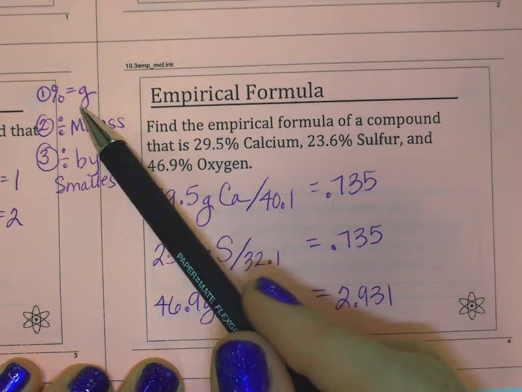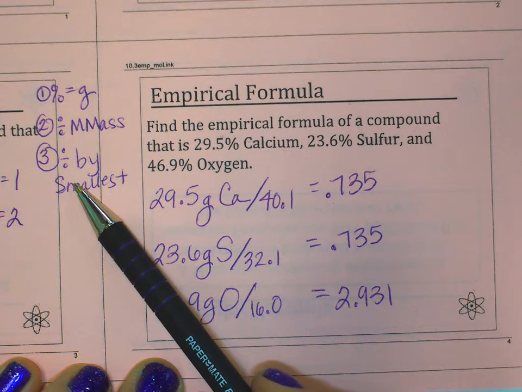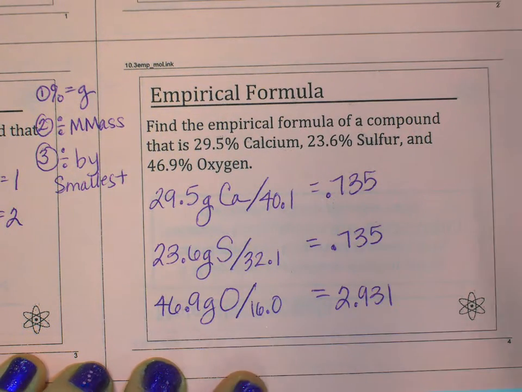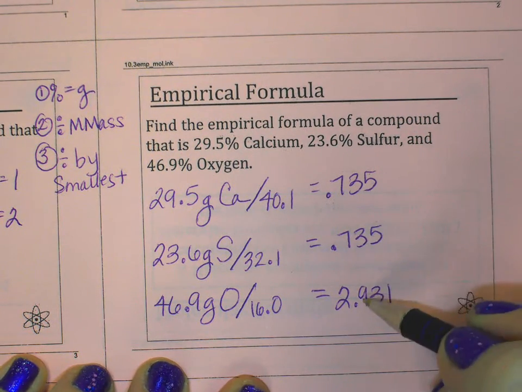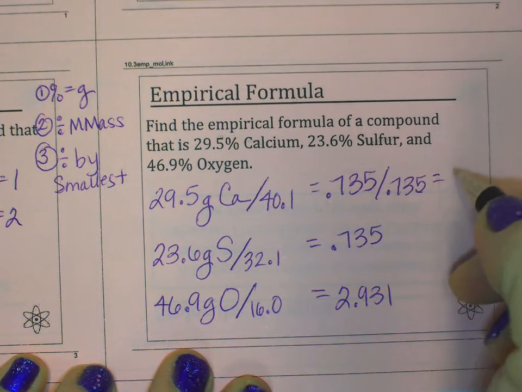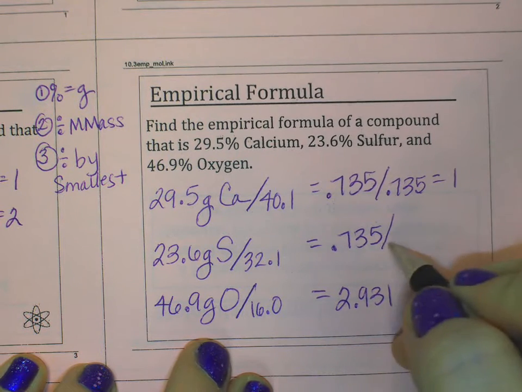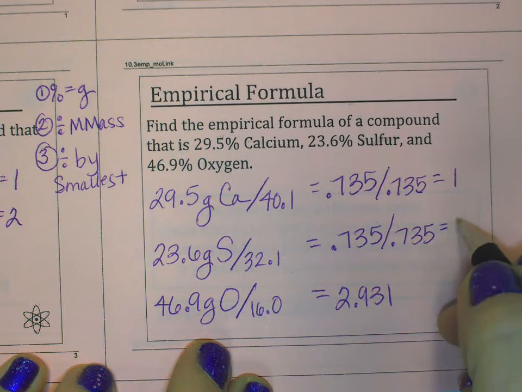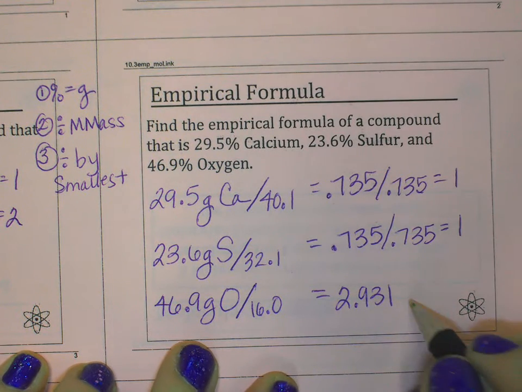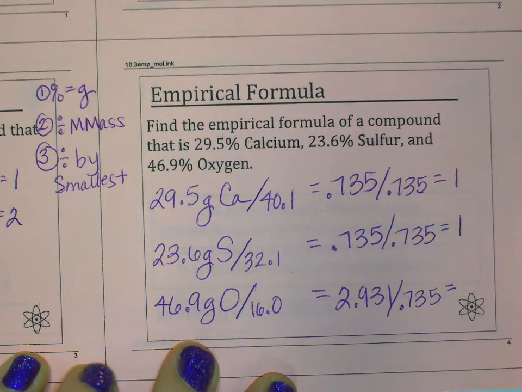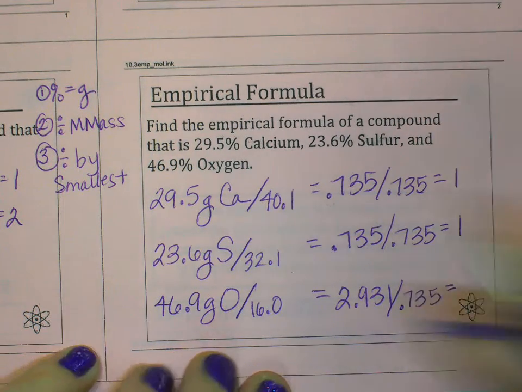Now I'm on step 3, which says to divide all of those numbers by the smallest number in the list. The smallest number is 0.735, so I know that gives me 1. I'm going to divide that one by 0.735. That will also give me 1. And now I'm going to divide that one by 0.735, and this time when I divide that out, I get something super duper close to 4.